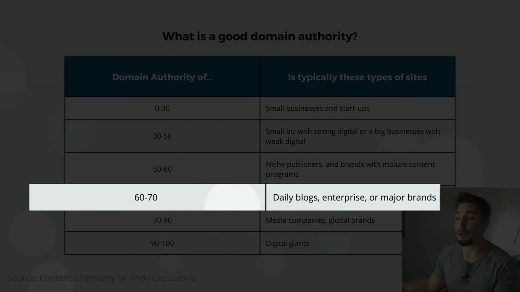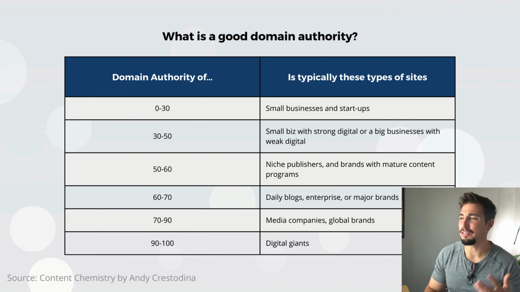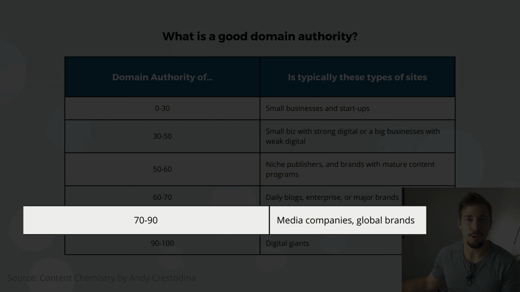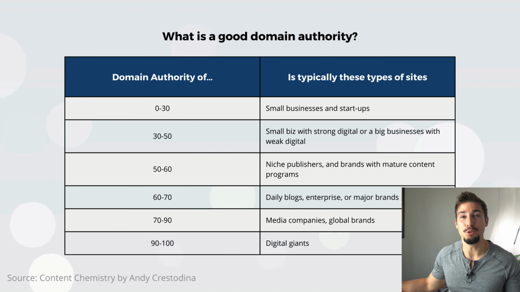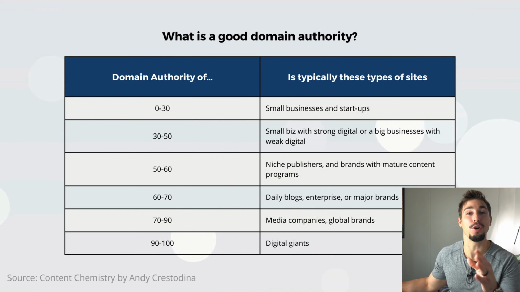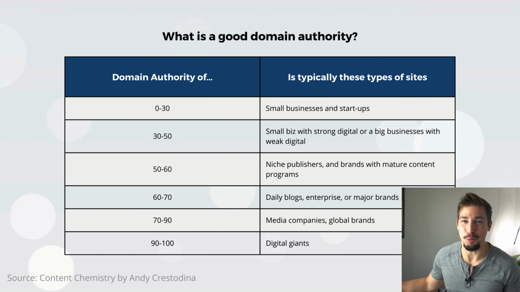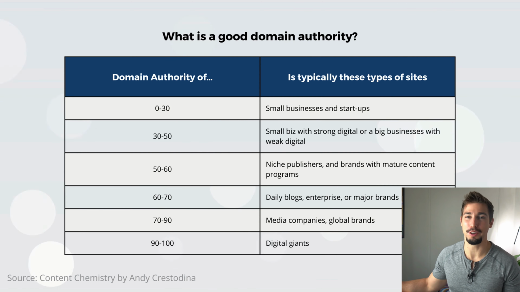If you have a domain authority between 60 and 70, these are usually things like daily blogs, enterprises, or major brands. If you have a domain authority between 70 and 90, you're a media company. All you do is put out content, or you're a global brand. And if you have a domain authority between 90 and 100, probably not watching this course, you are a large tech giant. You're like YouTube or Facebook or LinkedIn.